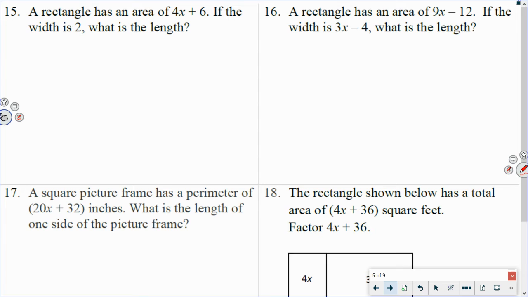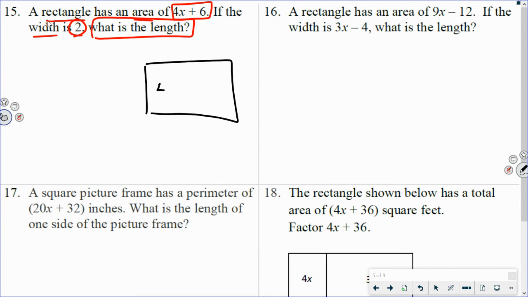Here we have kind of an awkward, I will admit, but an awkward real world situation that might involve factoring. Let's say we have a rectangle. The rectangle has an area of 4x plus 6 square units. The width is 2. The question is asking what is the length. So I'm going to go ahead and draw a nice little rectangle here. And I'm going to write in the middle 4x and a positive 6.